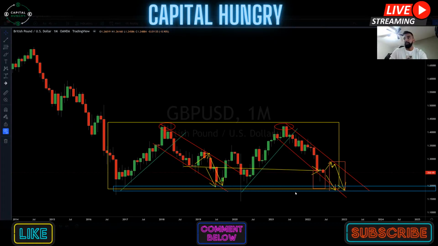Does this also make sense to everybody too? About the repetition here, fundamentally and technically, when dollar strength is in the table. Dollar strength, dollar strength. And this was also 2016, USD strength.